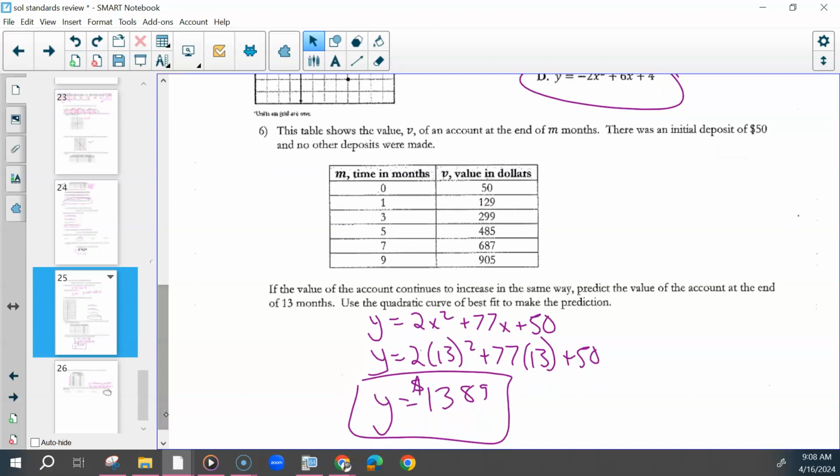Six was another quadratic curve of best fit, so you needed this equation, y equals 2x squared plus 77x plus 50. And then, again, either put it in Desmos or put 13 in to get $13.89. And then the last one on the next page.